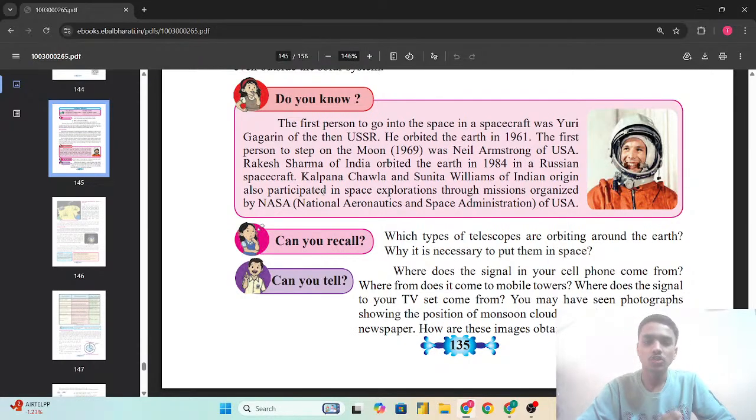So the first person to go into space in a spacecraft was Yuri Gagarin, who was of the USSR. Then he orbited the Earth in 1961. The first person to go to the Moon was Neil Armstrong of the USA, in 1969. Then Rakesh Sharma of India orbited the Earth in 1984 in a Russian spacecraft. Then Kalpana Chawla and Sunita Williams of Indian origin participated in space exploration, in missions organized by NASA.